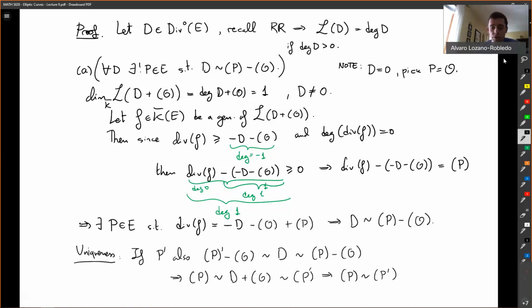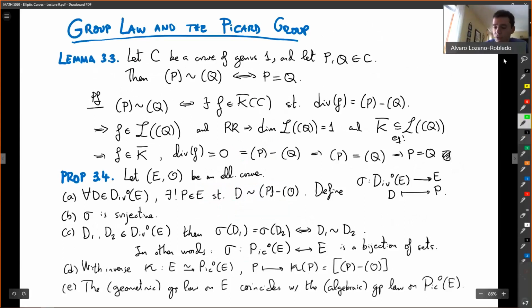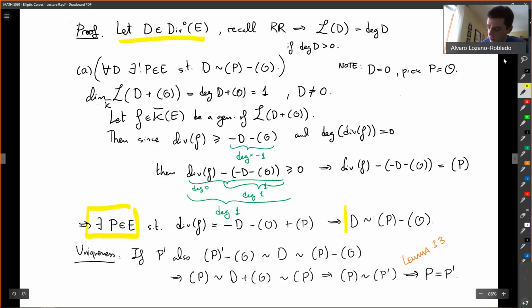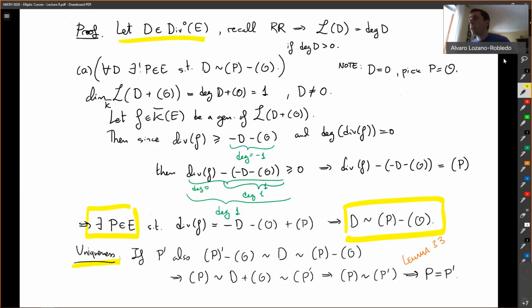Huh, but we had a lemma about this. Remember, lemma 3.3 tells me that if two points are equivalent, they have to be the same point. So if two divisors supported on one point are equivalent, they have to be exactly the same point. So by lemma 3.3, P has to be P prime. So what we've proved is that for any divisor D, there is a unique P such that D is equivalent to P minus O. Okay, and that allows me then to define sigma.